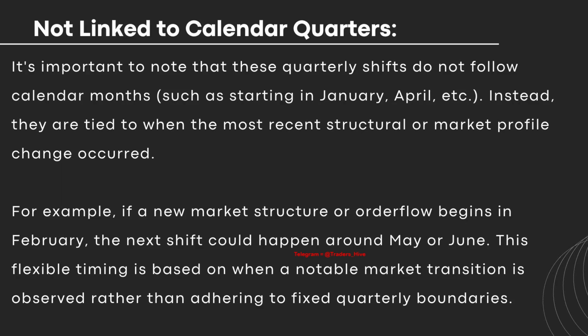It's dynamic. For example, if a new market structure or order flow begins in February, meaning, let's say the last 3 months from November to January were bullish, and now in February we had a structural shift in price action, then based on this, you can expect the shift to potentially continue till May, and then you can expect the next shift to happen around May or June, considering the conditions are favorable. And that way throughout the time period from February to May, you could trade in a specific profile in a specific direction, exploiting the idea of quarterly theory, or quarterly shifts. Now the flexible timing is based on when a notable and significant structural change or transition occurs, rather than adhering to fixed calendar quarterly boundaries, just like I said before.